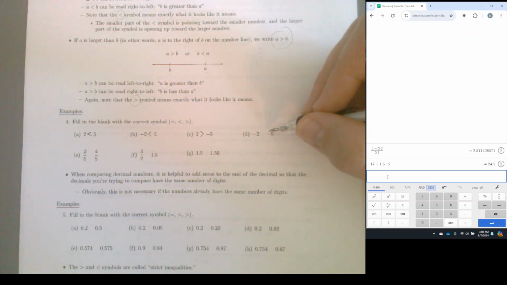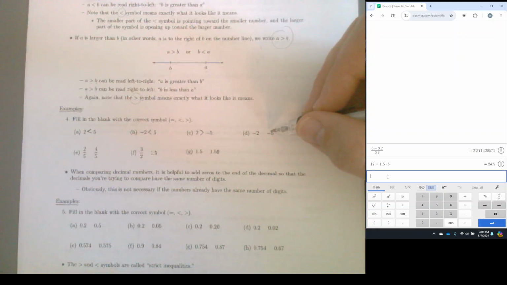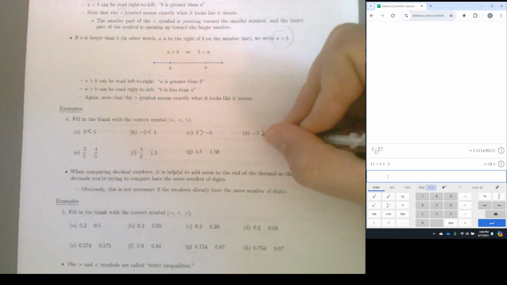If they were both negative, then both of these numbers are going to be to the left of 0, but -5 is going to be even further away from 0 than -2 is. So -5 would be smaller than -2. Or in other words, -2 would be greater than -5.